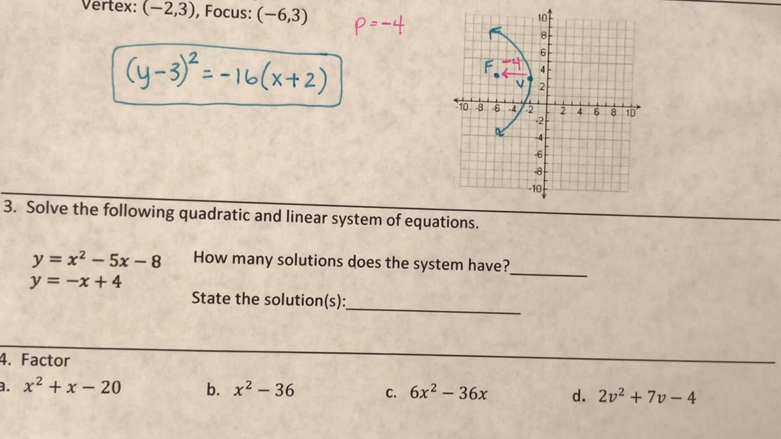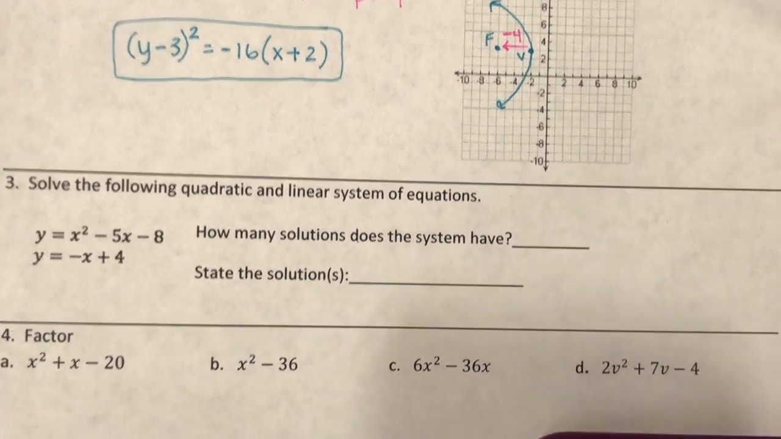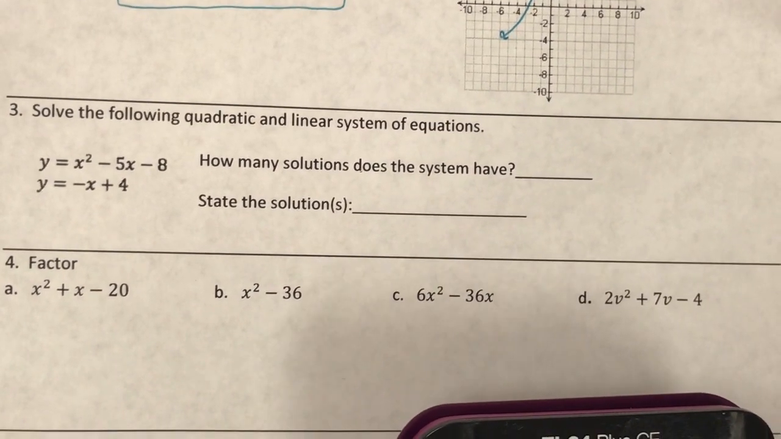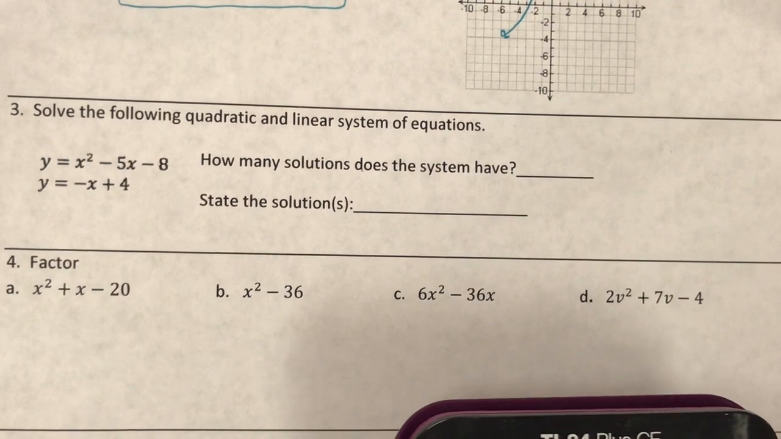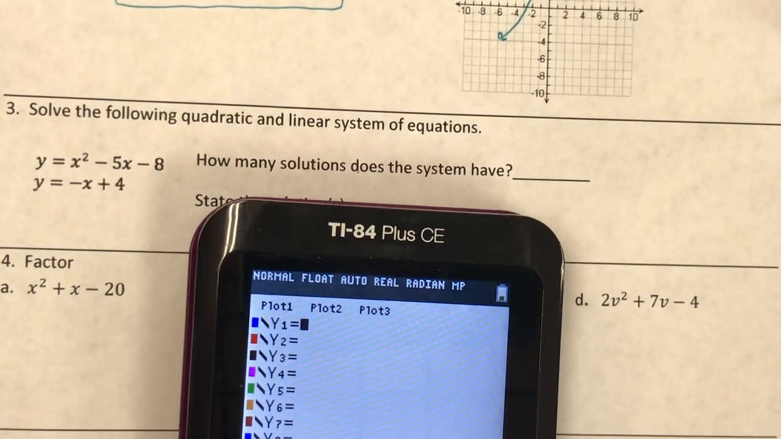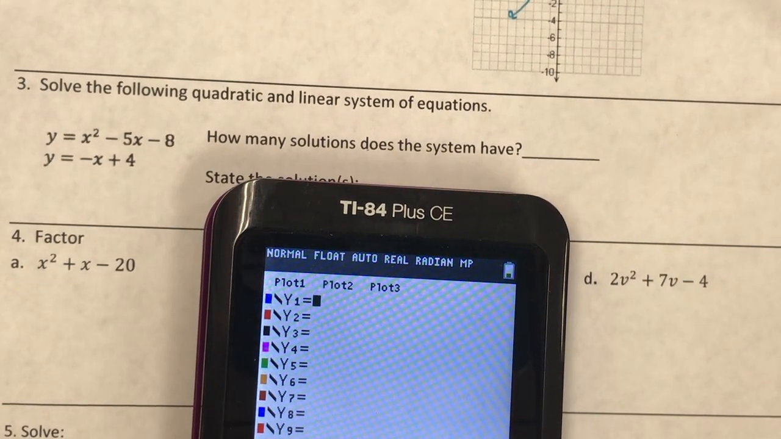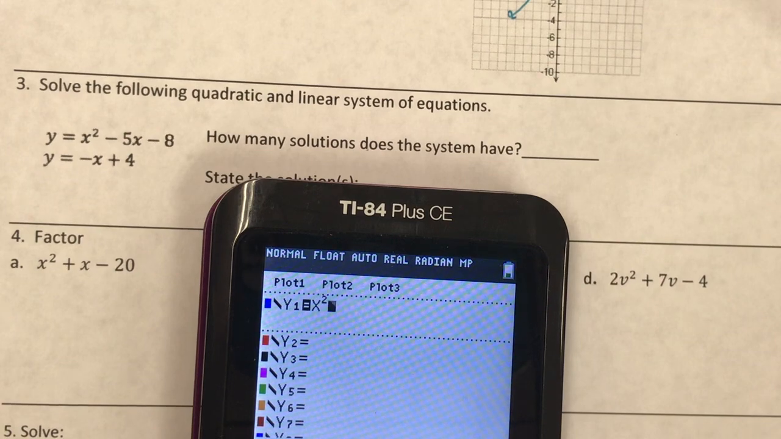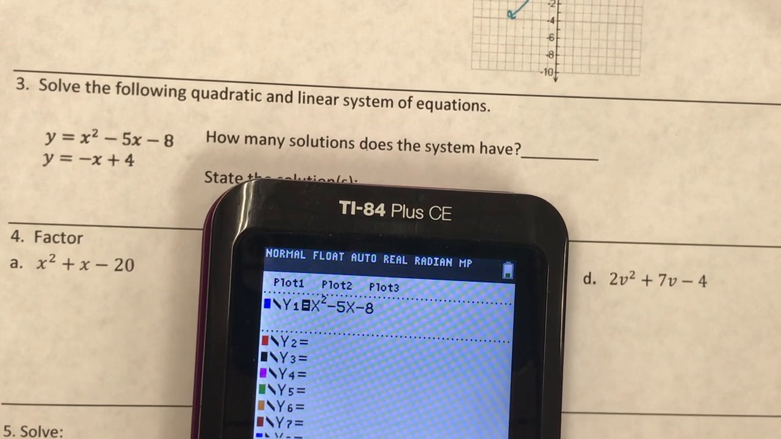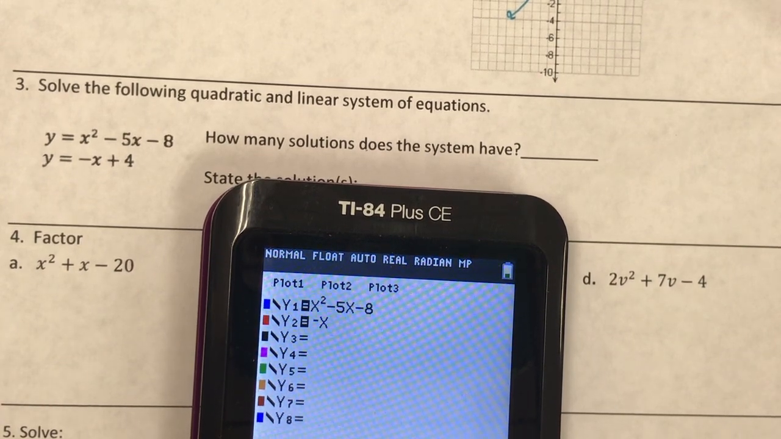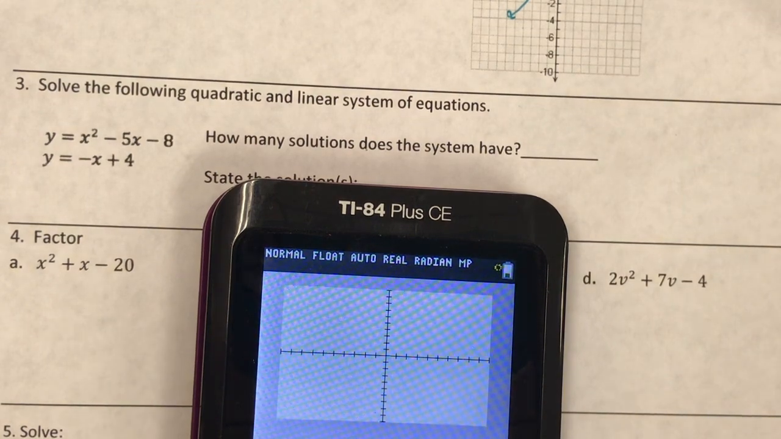Number 3, solve the following quadratic and linear system of equations. We are going to use the calculator to do this. So when we solve a system of a quadratic and a linear equation, we can have either 0, 1, or 2 solutions. So I'm going to start by putting these two equations into y equals, and graphing it.